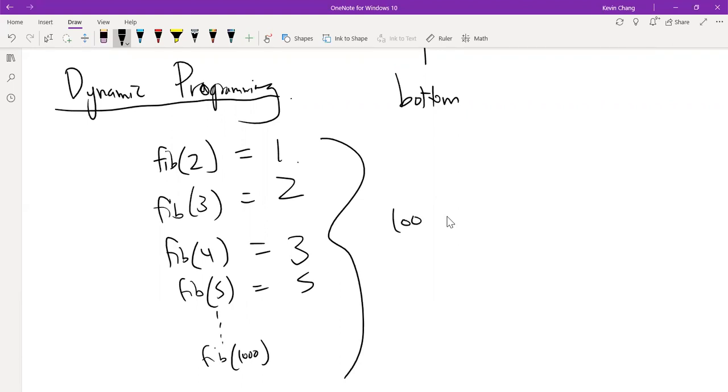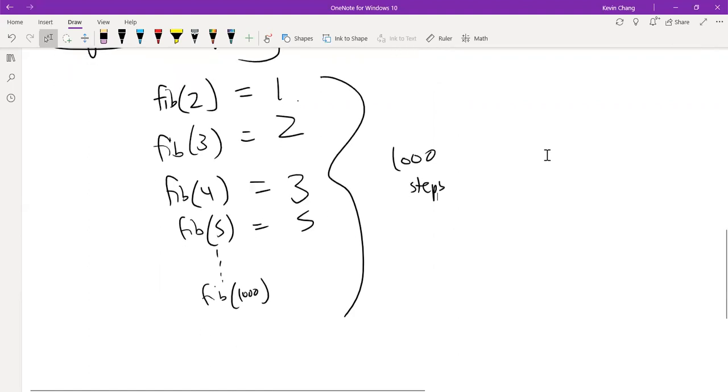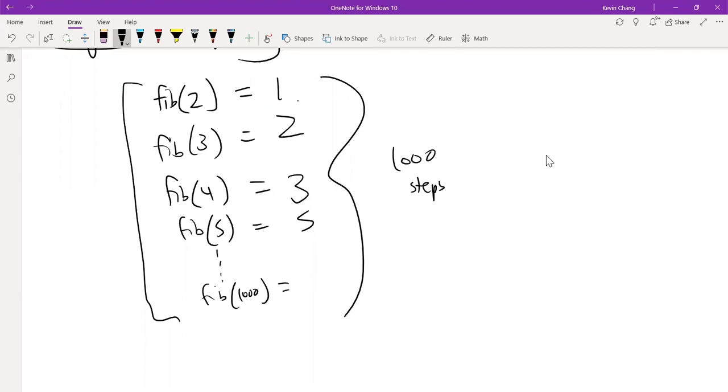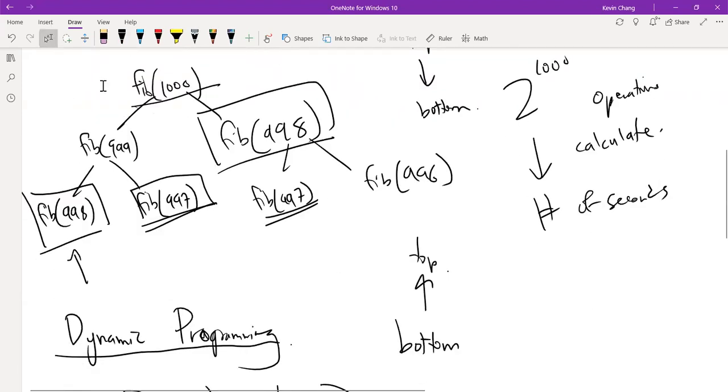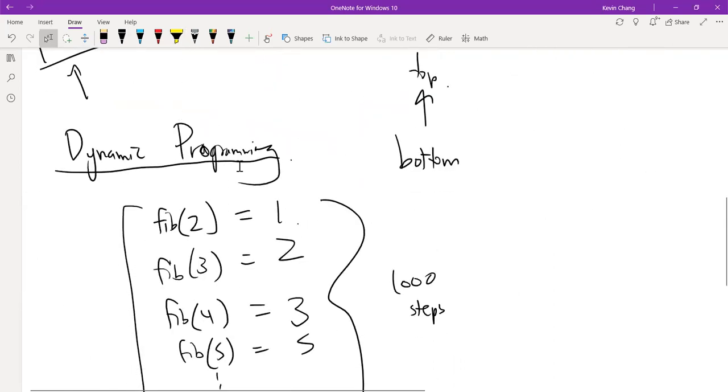We only took 1000 steps for this, which is very feasible within 1 second of a computer's operation time. So in this case, we had to allocate this space. We had to essentially move from bottom to top, first calculating the bottom value, and then moving to the top value. That's how we were able to calculate this in only 1000 steps without having to repeat it in this branching pattern that the computer would naturally do. So that's the idea behind dynamic programming.